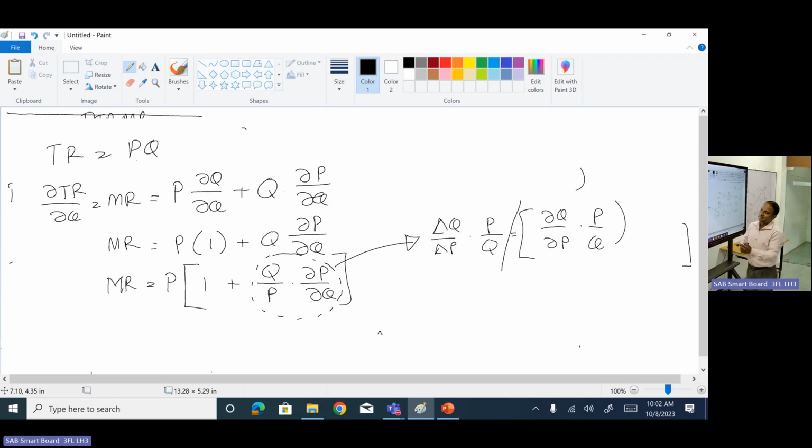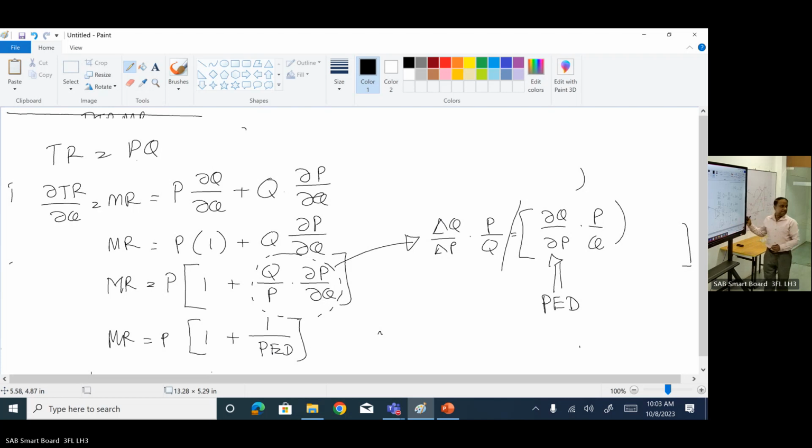So this is the price elasticity. Price elasticity of demand, how do we calculate it? Delta Q over delta P, so dQ over dP into P over Q, right? So you can write marginal revenue equal to P times 1 plus 1 over PE, the price elasticity of demand, the reciprocal of the price elasticity.